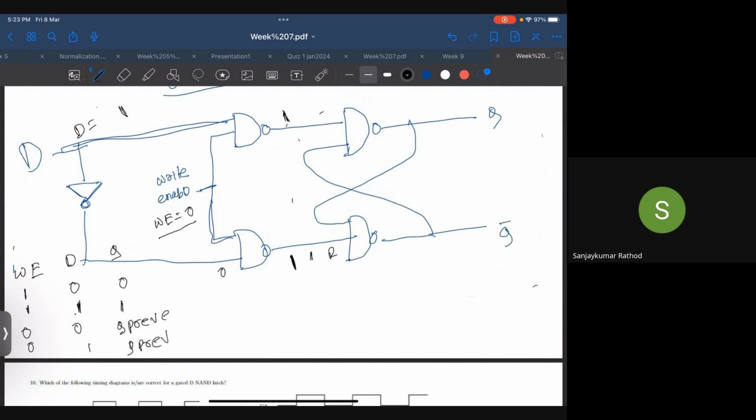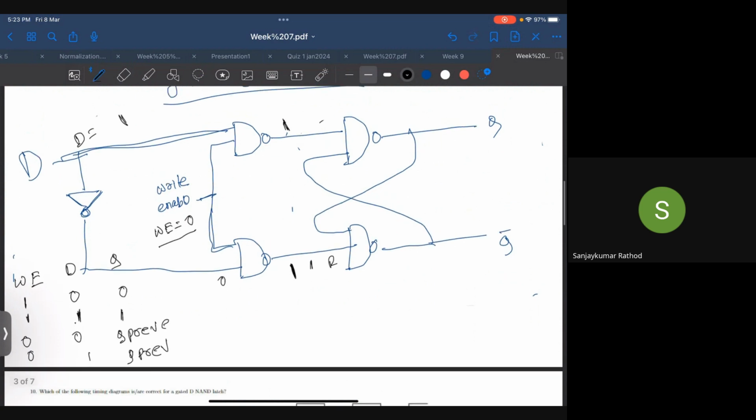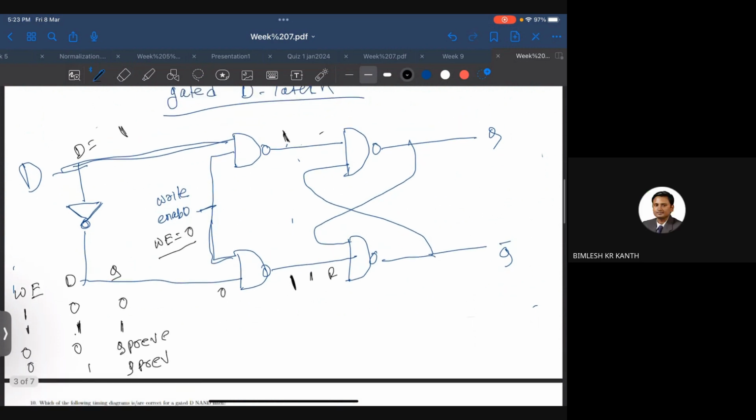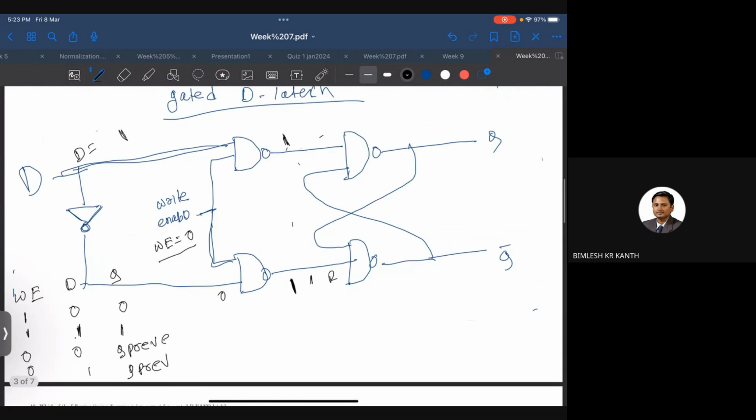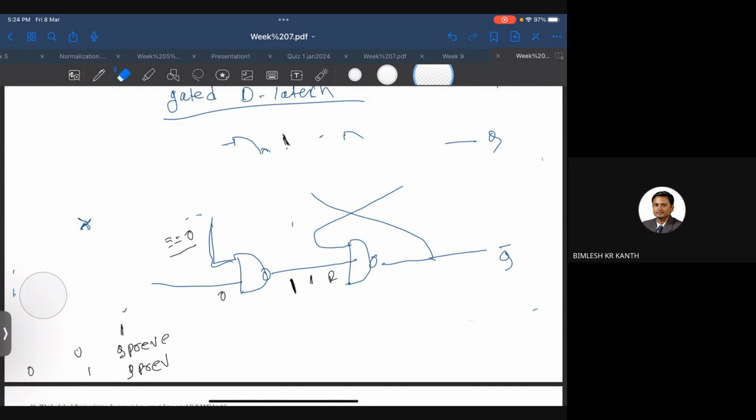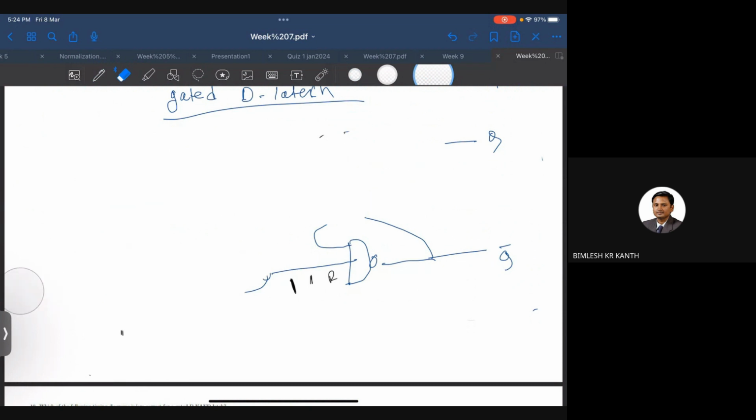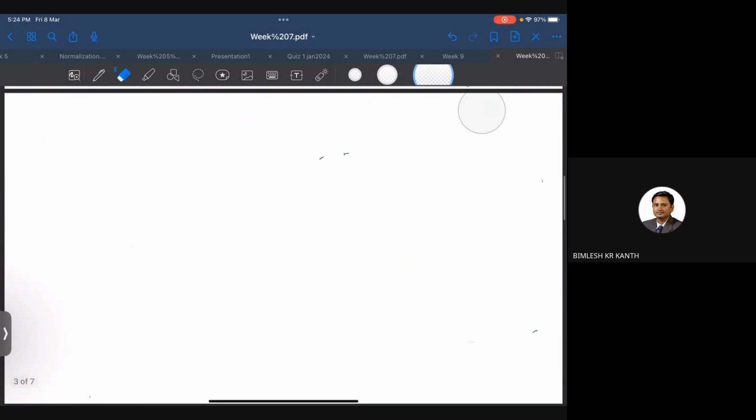Is that correct up to here, or shall I explain this once more? Yes, thoroughly once more. Can you explain this Q previous thing once more? Okay, let's erase it and draw it again. That will be good. Okay, so let's draw it.